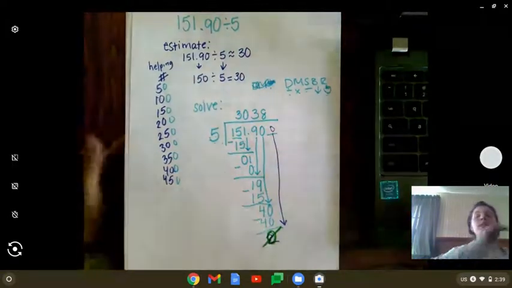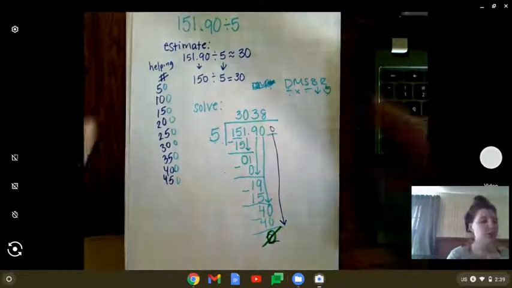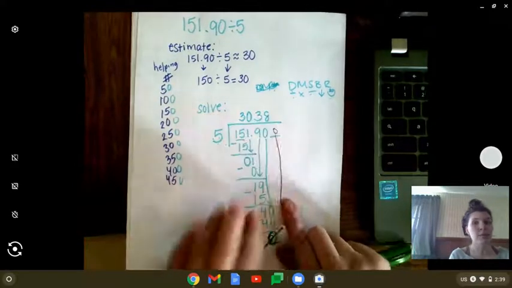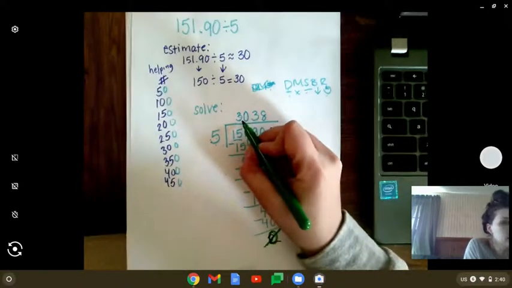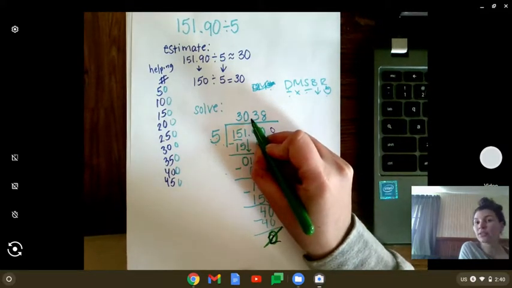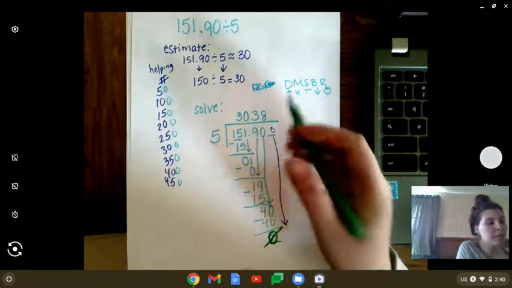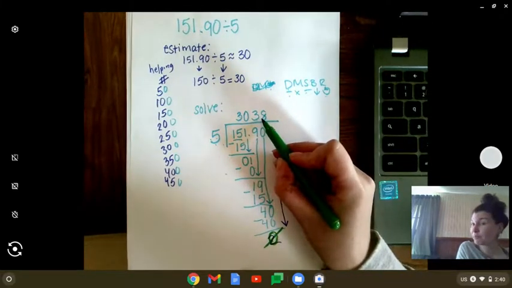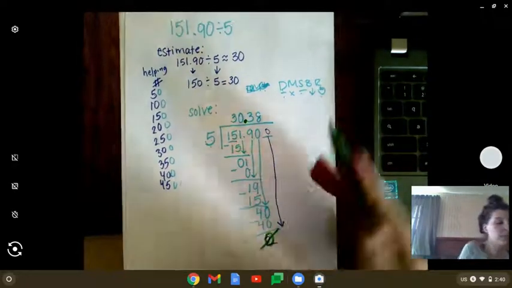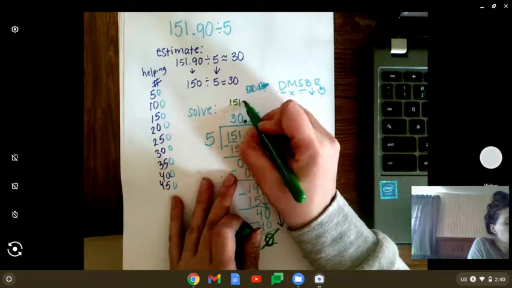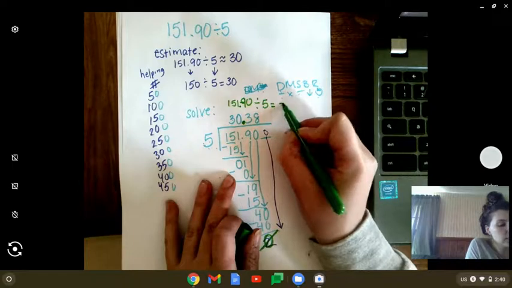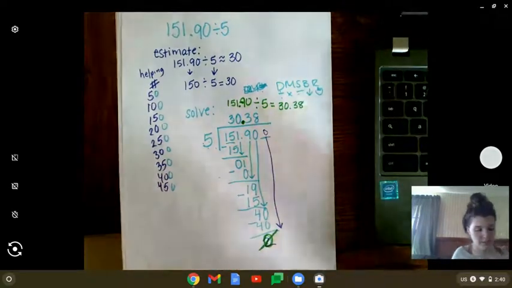We know that our decimal, or our answer, needs to be close to 30. That means our decimal needs to be placed somewhere that makes this number close to 30. So if I placed it here, I would get 3. That's not close to 30. If I placed it here, I would get 30 and 38 hundredths. Pretty close, but let's just double check. If I placed it here, I would get 303, and that would be too far. So we're going to place it right between the 0 and the 3, and we would get 151 and 90 hundredths divided by 5 is equal to 30 and 38 hundredths.